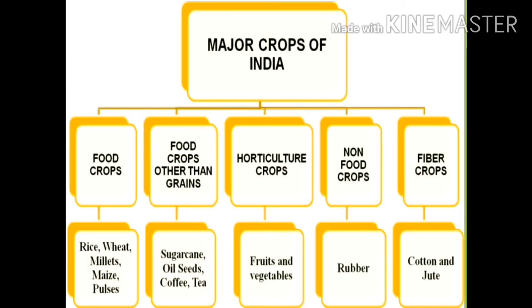Now as we have seen in the map, the various crops and the variety of crops which are grown in India. Now let us see which are the major crops of India. So the major crop of India consists of the food crops, food crops other than grains, horticulture crops, non-food crops and fiber crops. Given below are the examples of the food crops like the rice, wheat, millets, maize and pulses. Food crops other than grains are sugarcane, oilseeds, coffee, tea. Horticulture crops consist of fruits and vegetables. And non-food crops, rubber, and the fiber crops include cotton and jute.